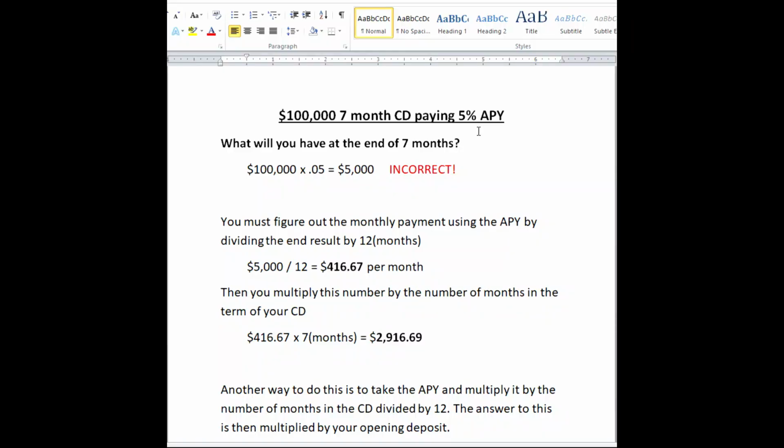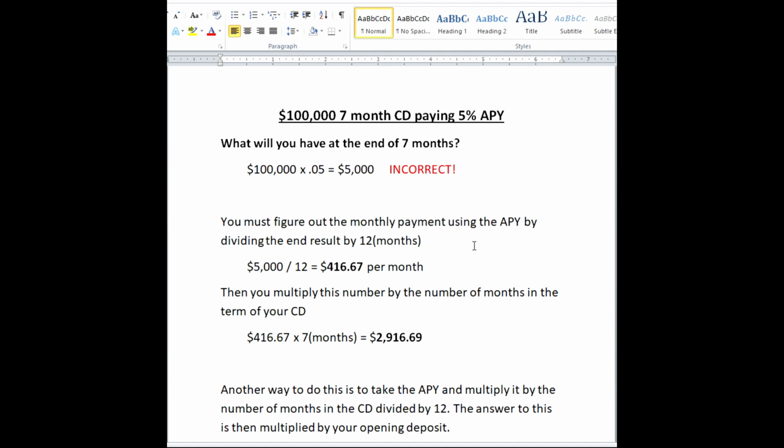So here's our example that we're going to look at. I have the first one, which is $100,000, a 7-month CD, paying 5% APY. So the mistake that most people make, as I just mentioned, is when they try to figure out what they'll have, they'll say, oh, $100,000 times 5% equals $5,000 in interest at the end of the CD, right? Well, that is actually incorrect. Again, A is annual, so you have to figure out the annual percentage yield. So 7 months, it's going to be lower than that number.